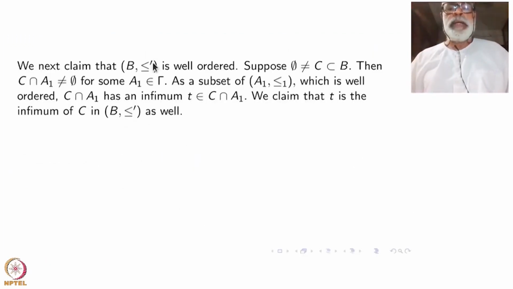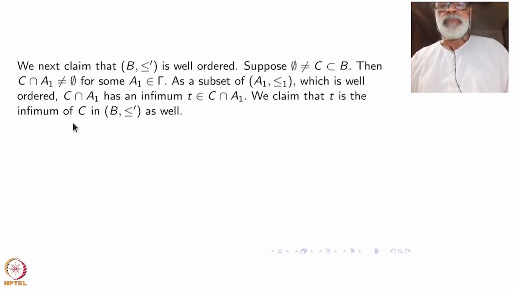So we claim that B, less than or equal to prime, is well ordered. What does that mean? Take any non-empty subset C of B, show that it has an infimum. The moment this is non-empty, the intersection with one of the members of gamma must be non-empty, because what is B? B is a union of all members of gamma as a subset. As a subset of A1, less than or equal to, which is well ordered, C intersection A1 must have an infimum. Let us call it T. This T is an infimum of C intersection A1 inside A1.